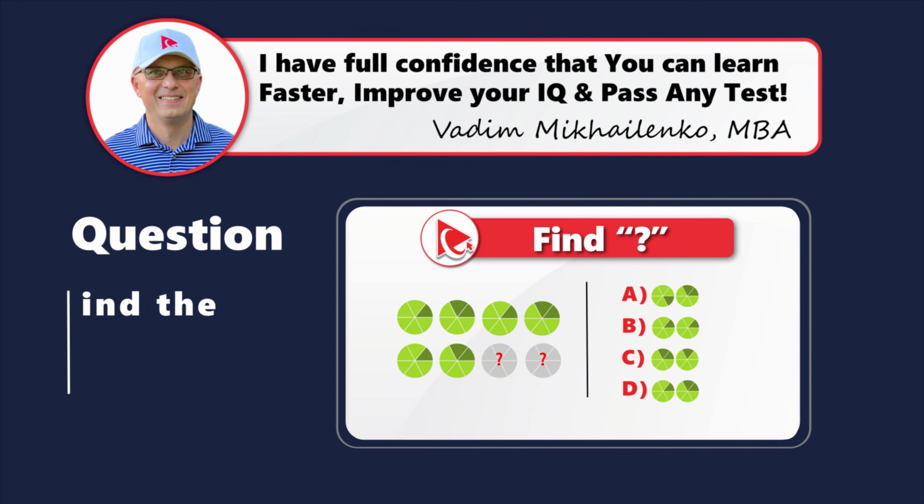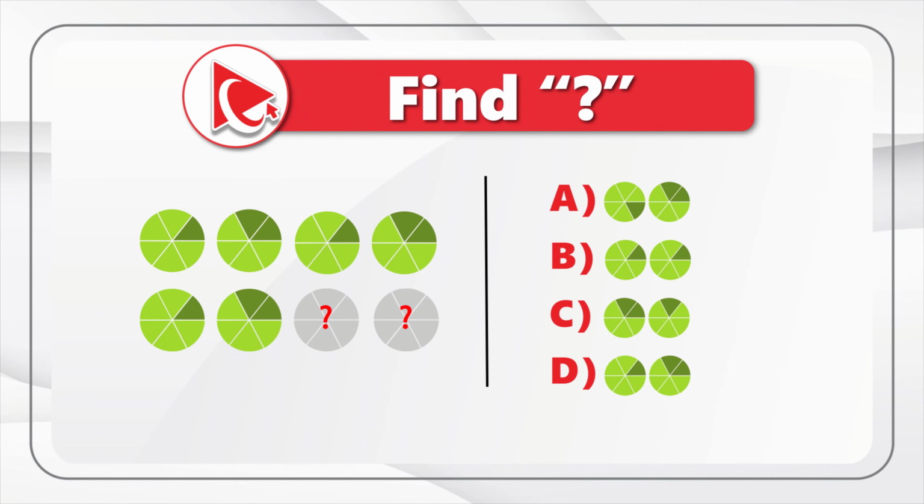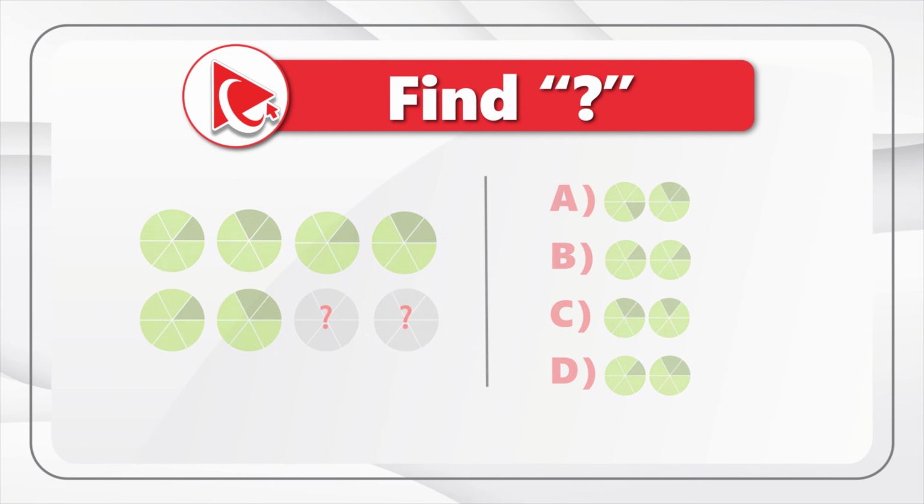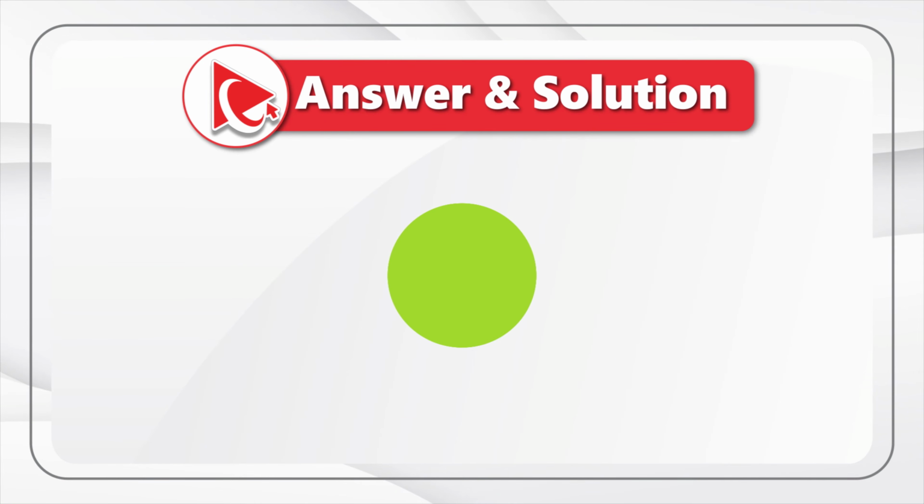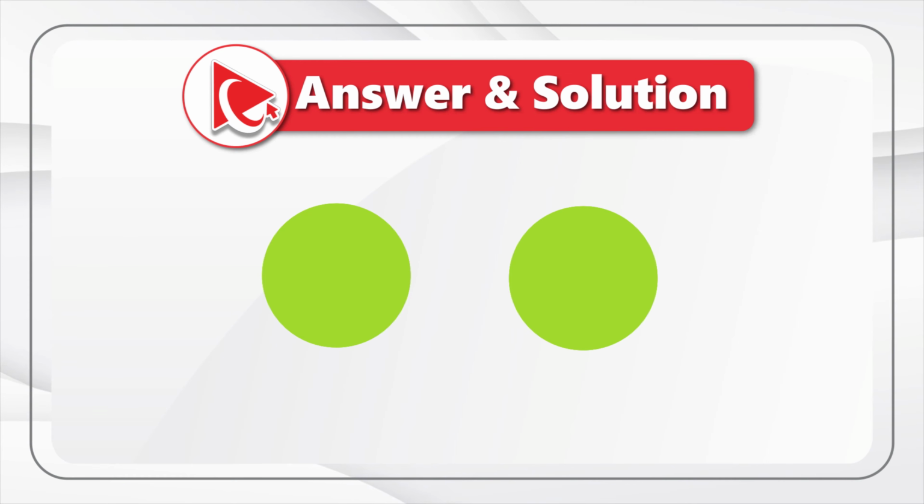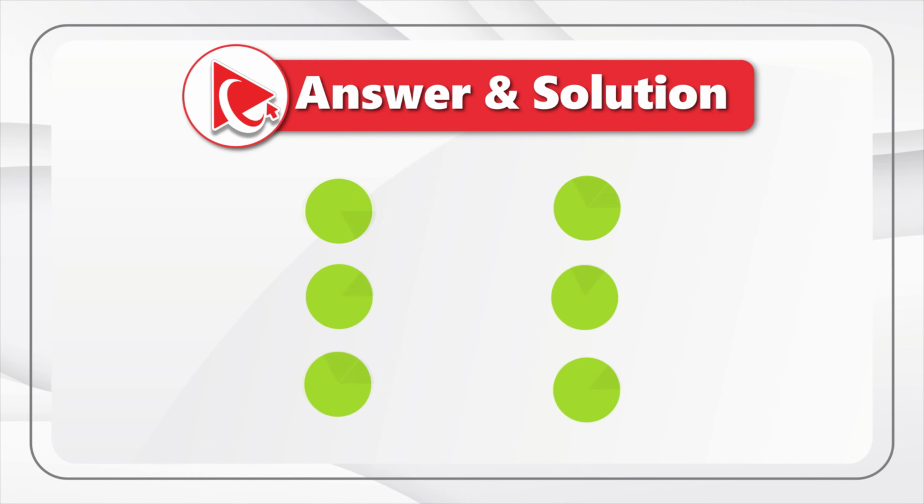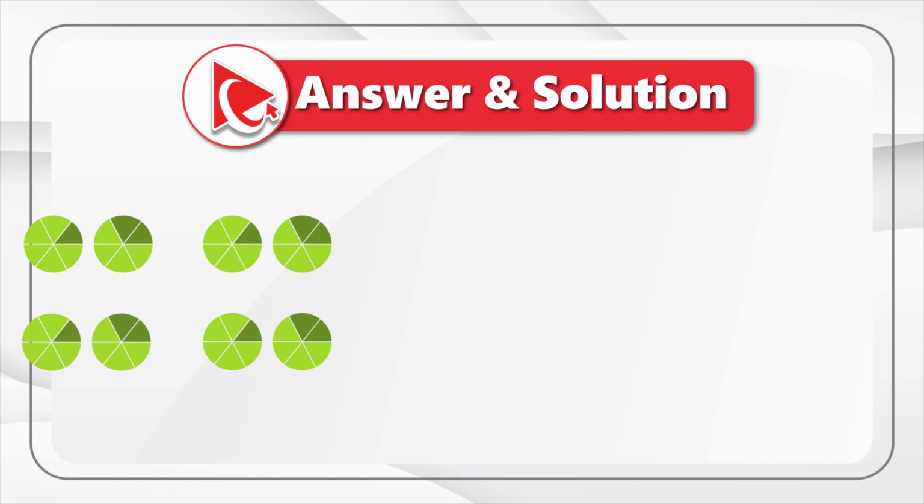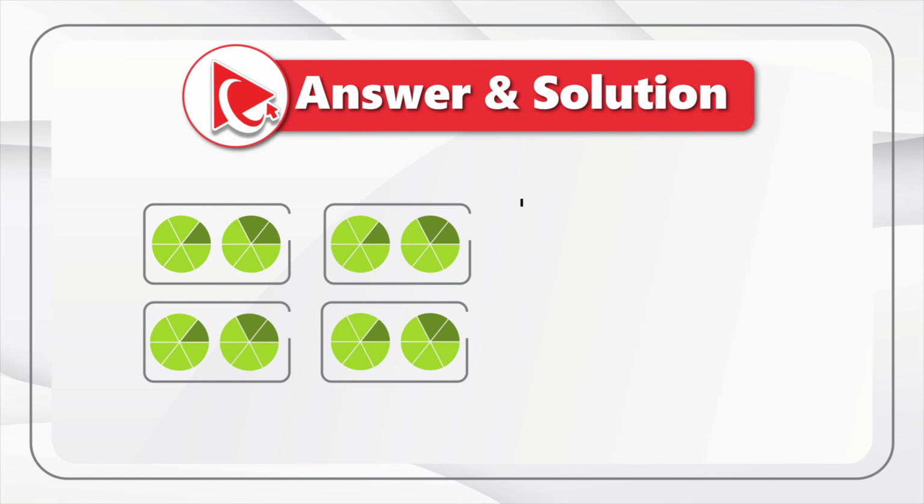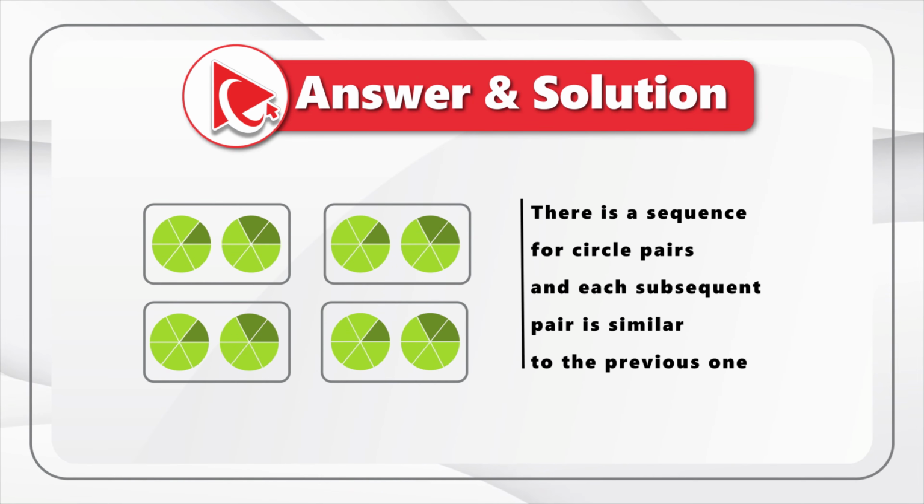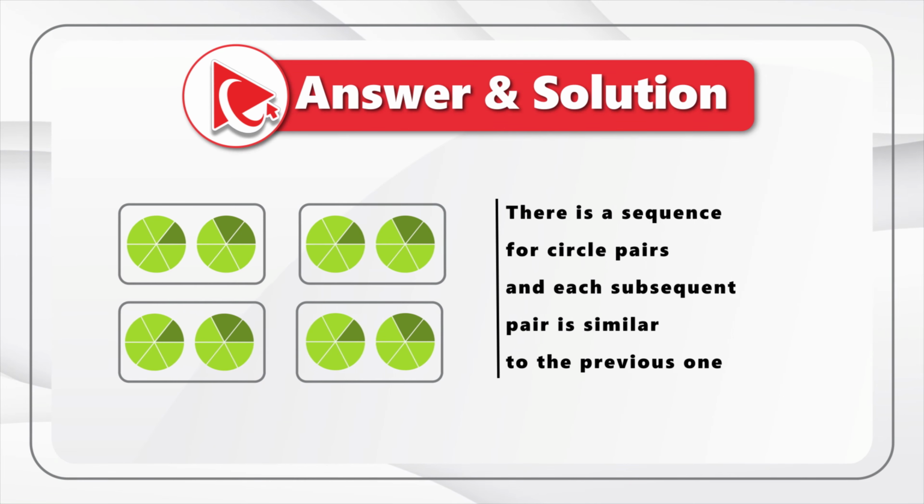Ready or not, I am moving forward to share with you my version of the answer. And obviously, if you have a better way to solve it, please make sure to post in comments. To answer this question, we need to detect the pattern. And the pattern here is very simple. Each circle is broken down into sections, with darker sections and lighter sections. And if you look closely, you will see that all circles are grouped in pairs. And the pattern is hidden in the sequence for circle pairs, with each subsequent pair being similar to the previous one. Let's take a close look.